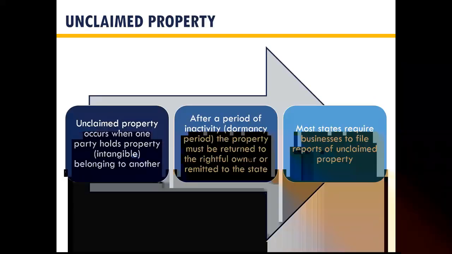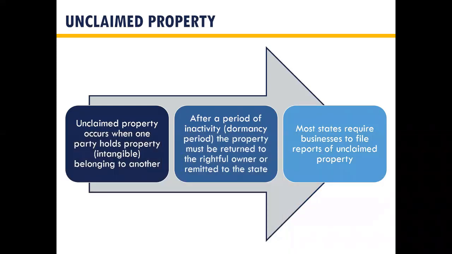So unclaimed property. Again, a state and local issue, but unclaimed property occurs when one party holds property belonging to another. An example of this would be wages that an employee has not claimed or that have not been paid out. After a period of inactivity, the property is returned either to the rightful owner or it ends up being remitted to the state. Most states require businesses to file these unclaimed property reports.